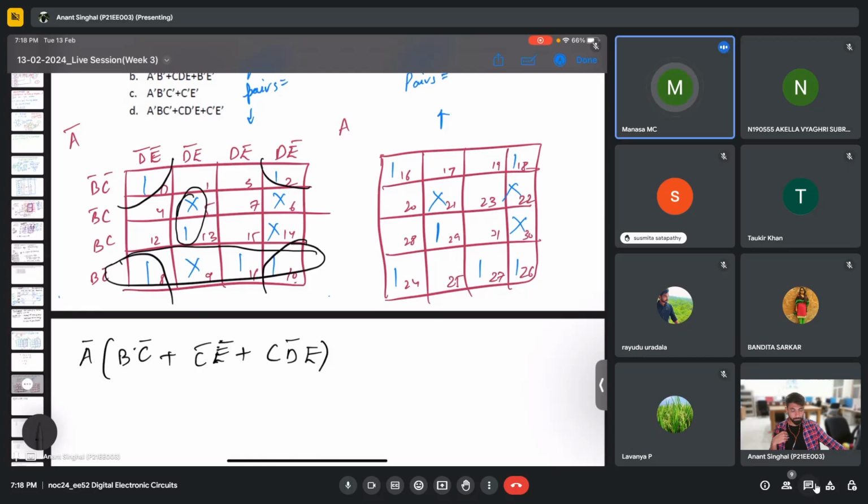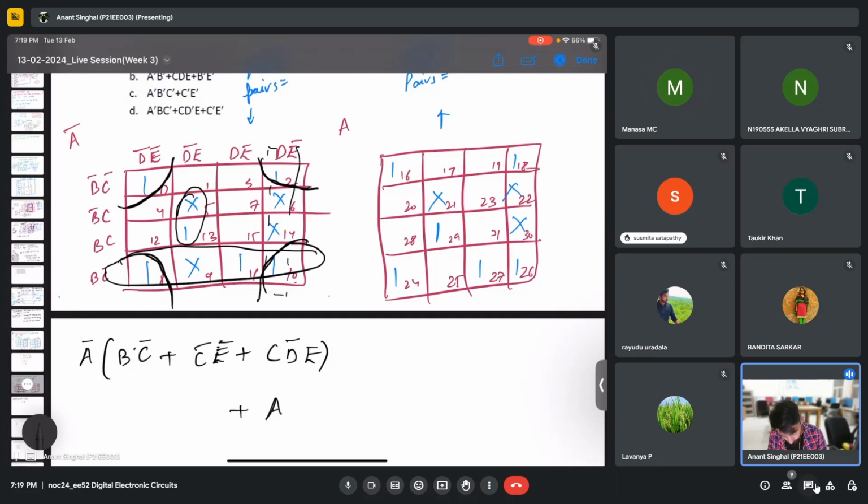Sir, can we take 2, 6, 14, 10 as one part? 2, 6, 14, 10. Okay, so try to see clearly. We should always consider don't care only after we have filled all the ones. So I've already taken all the ones as this quad, so we don't need to take this again. That will be a redundant term. So that is why I have not taken it.